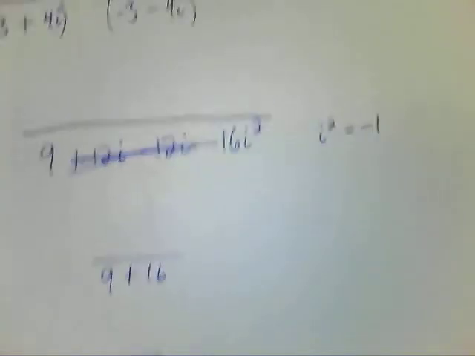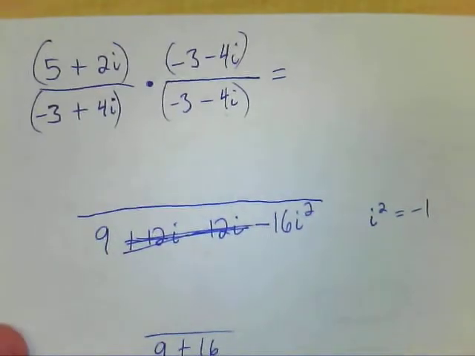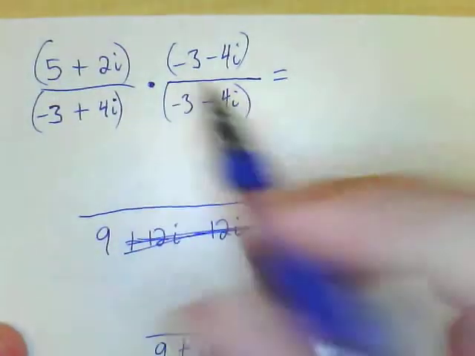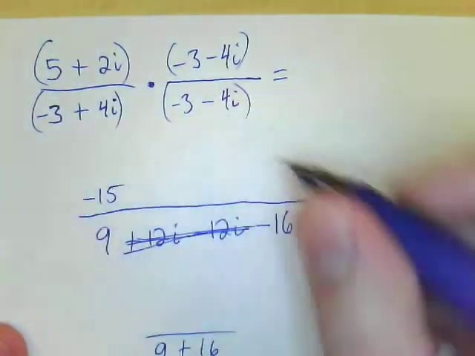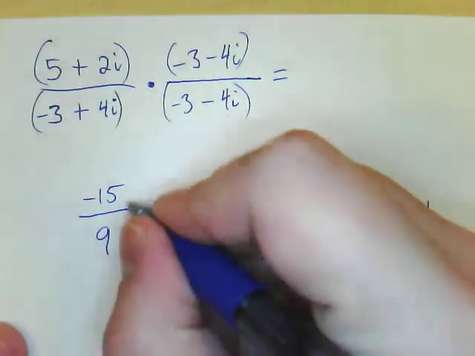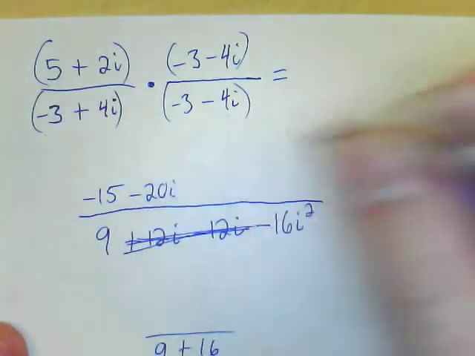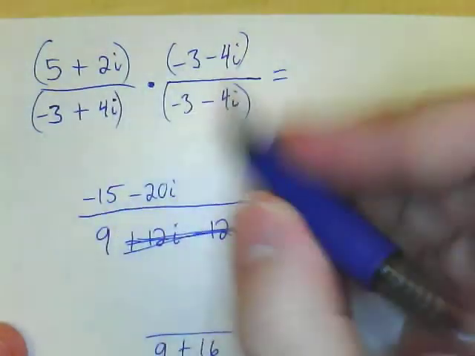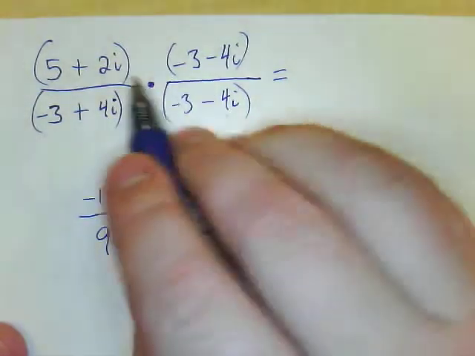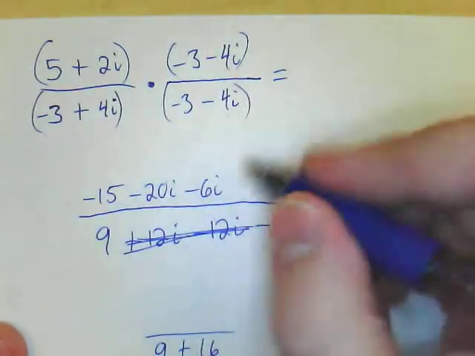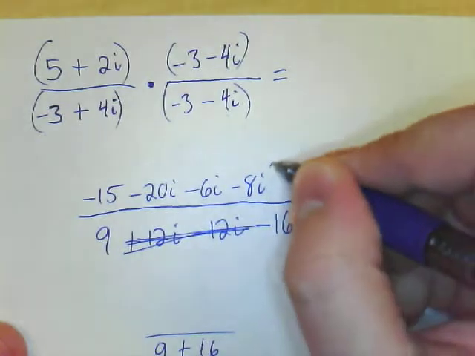All right, let's go back to the top of the fraction and multiply this out. 5 times negative 3 is negative 15. 5 times negative 4i is negative 20i. And 2i times negative 3 is negative 6i. 2i times negative 4i is negative 8i squared.